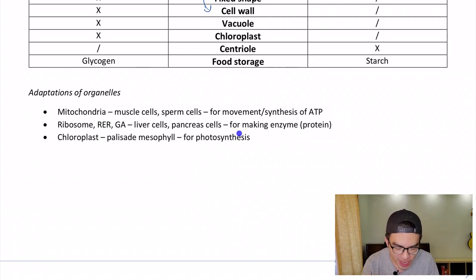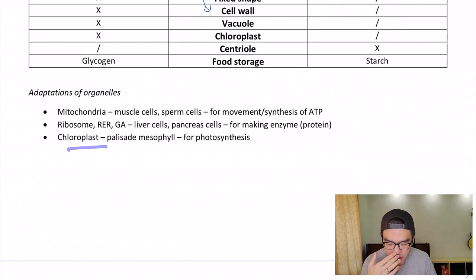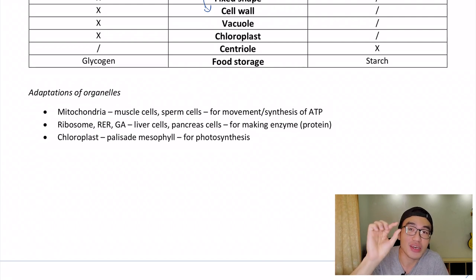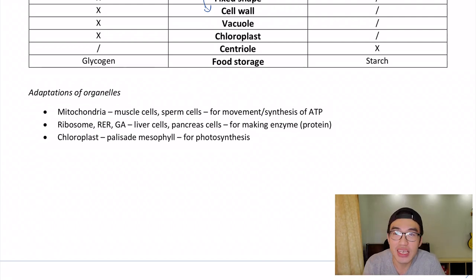Therefore, you have making enzyme, which is a form of protein. Next, chloroplast, you have this in your palisade mesophyll. I'm sure you know what this is. The layer right beneath the upper epidermis of the cell, which is the main site for photosynthesis.